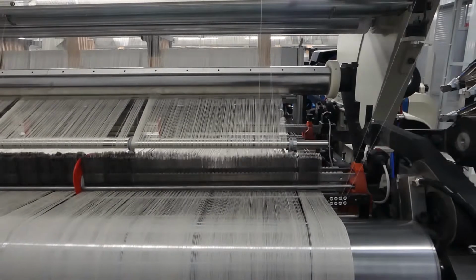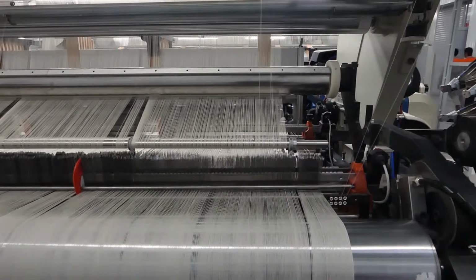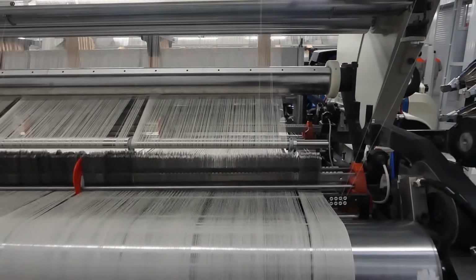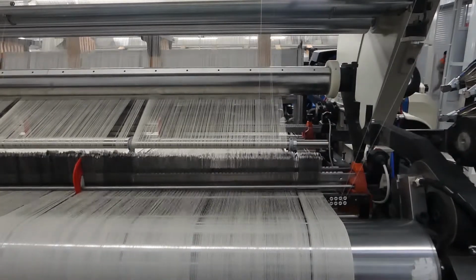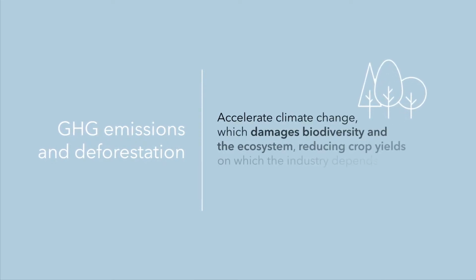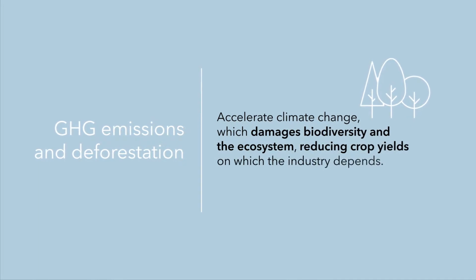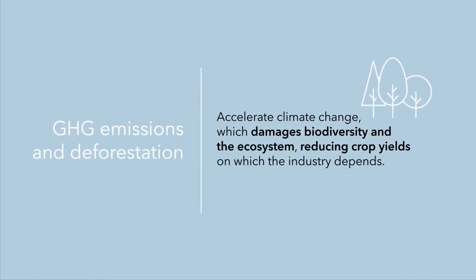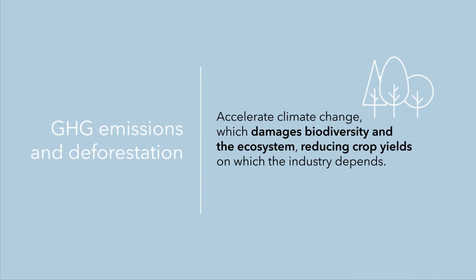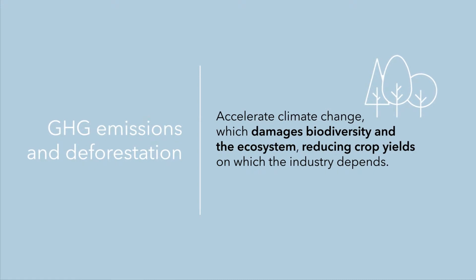Clothing manufacturing is an industry that's highly dependent on natural capital. It's also an industry that has a huge impact on the natural capital it is dependent upon. For example, industry carbon emissions and deforestation both accelerate climate change, and the release of pollutants into the soil damages biodiversity and the ecosystem. All of these things have the combined effect of reducing the crop yields on which the industry depends.